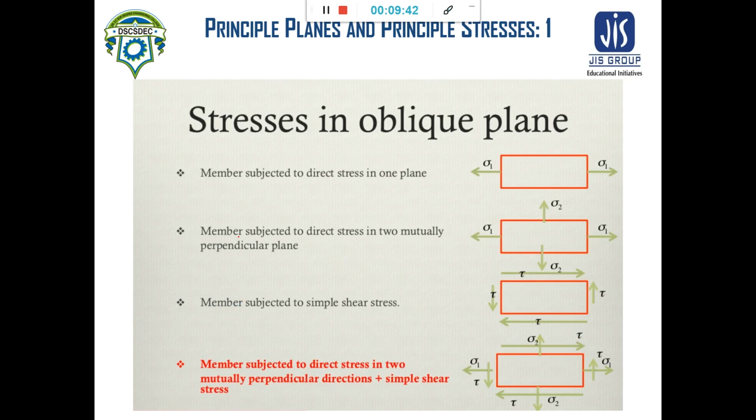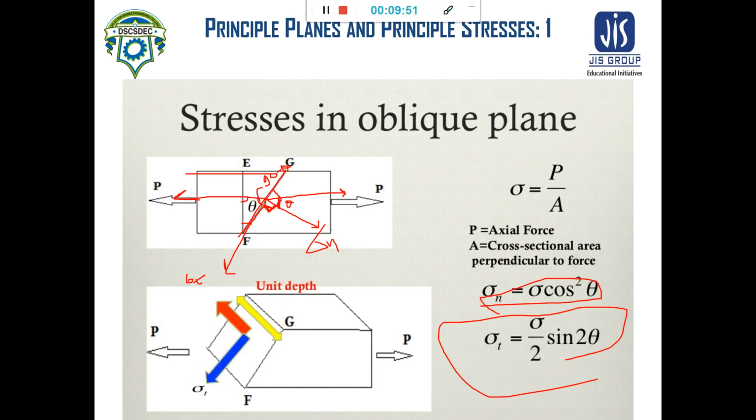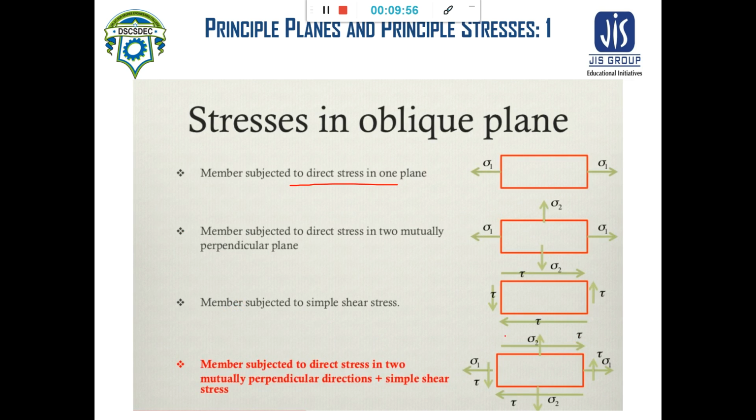Now we will see some cases. First, when the member is subjected to direct stress only, at that time sigma n and sigma t values will be like this. And when the member is subjected to direct stress in two mutually perpendicular planes, that we will see later on, and the member is subjected to only simple shear stress, and the member is subjected to direct stress in two mutually perpendicular directions along with simple shear stress. So all of these four cases can occur in real life conditions.